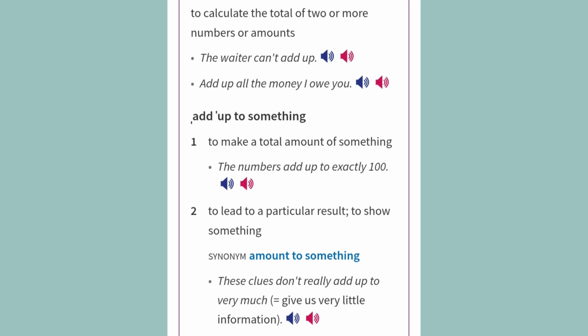Add up to something. 1. To make a total amount of something. Example. The numbers add up to exactly 100. 2. To lead to a particular result. To show something. Synonym: amount to something. Example. These clues don't really add up to very much, give us very little information.